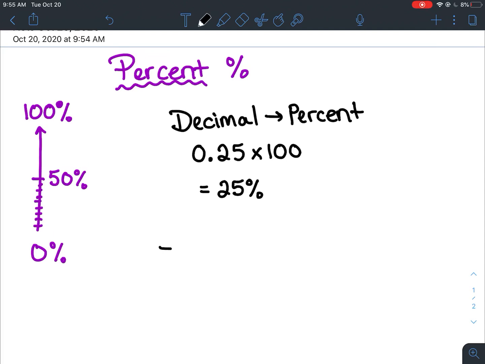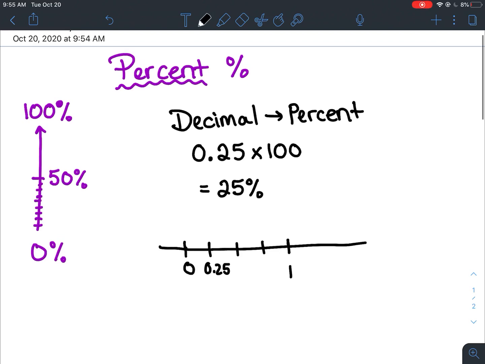If you think about it on a number line, between 0 and 1, if you had to plot the decimal number 0.25, it would occur right here. This would be 0.5, 0.75, and 1. So from 0 to 0.25, we're a quarter of the way to 1, or we're 25% of the way to 1.